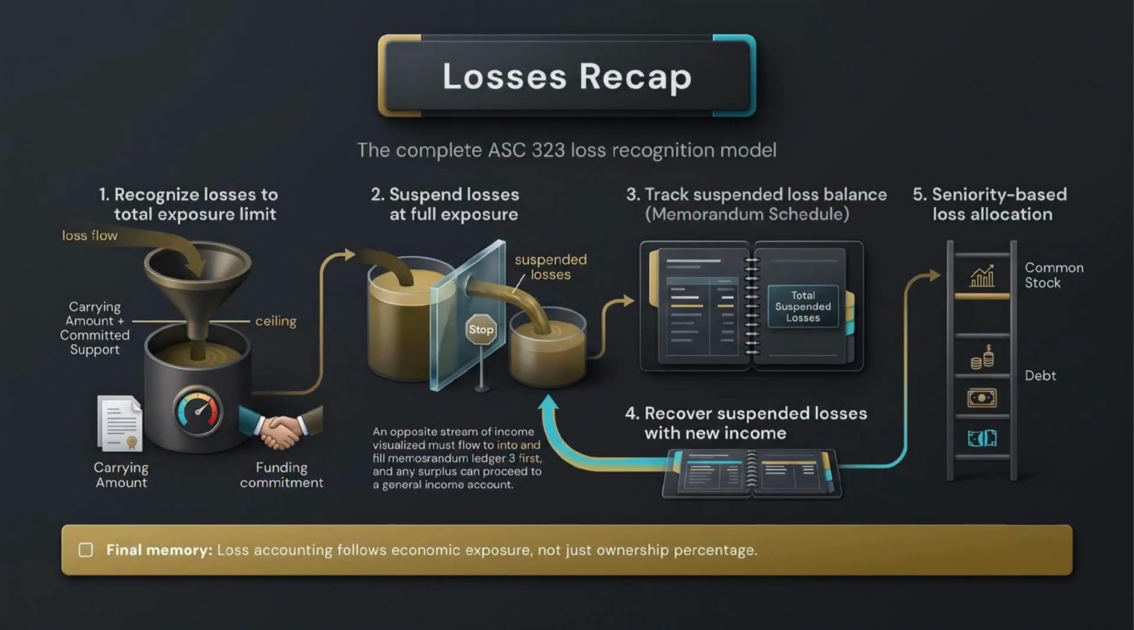Let us recap the complete loss model. Recognize losses up to the investment carrying amount and committed support, suspend losses when exposure is exhausted, track suspended losses carefully in a memorandum schedule, use later income to recover suspended losses before recognizing new income, apply losses to other investments by seniority when required. The final memory line is the best summary. Loss accounting follows economic exposure, not just ownership percentage. That single sentence can protect you from most mistakes in this area.